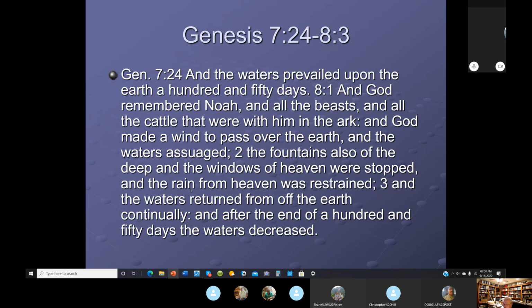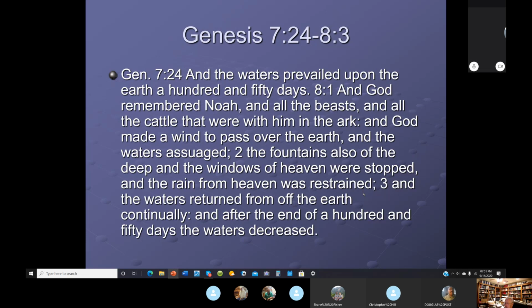Now, we told you last week, there are two different Hebrew words for rain. And so when we read it, we read the same word in English, but the Hebrew had two different words. So I take this rain stopped from heaven, and it stopped after 150 days. So we have 150 days of the fountains of the deep, and we have 150 days of the windows of heaven. And that rain from heaven was restrained.